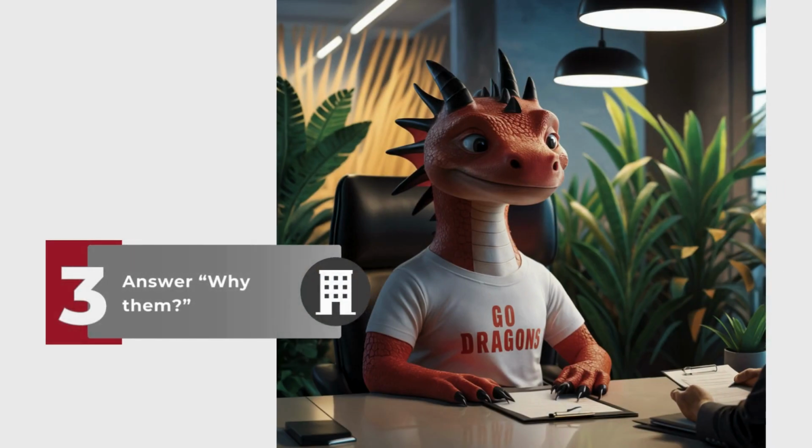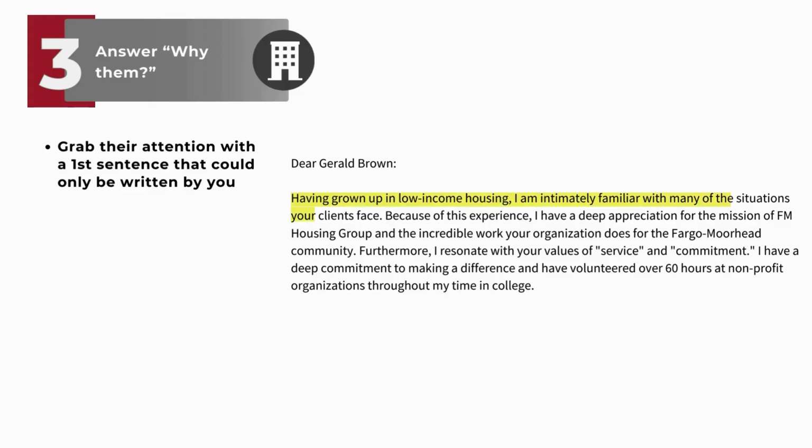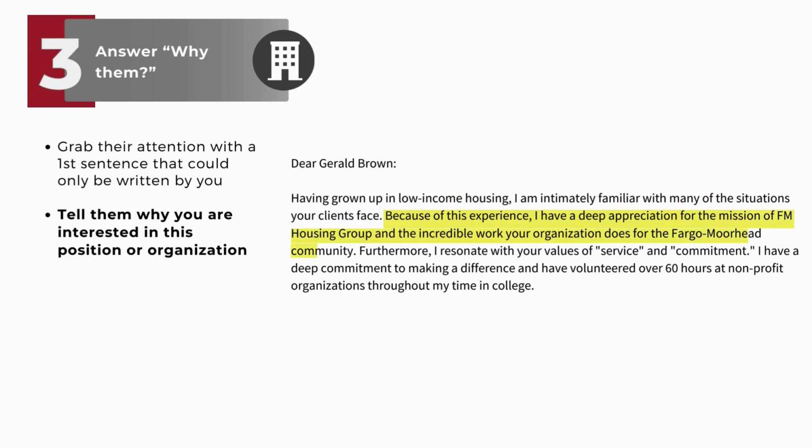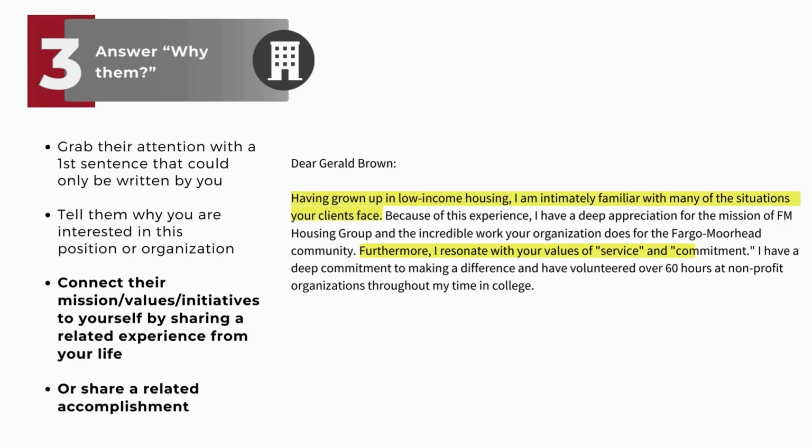Step 3 is to answer why them. Chris used what they learned about FM Housing Group's values and mission to answer the question why them in the first paragraph. When you write your first paragraph, engage your audience right from the start by opening with the first sentence that could only be written by you. Tell them why you're interested in this position or organization. Also connect their mission, values, or initiatives to yourself by sharing a related experience from your life.